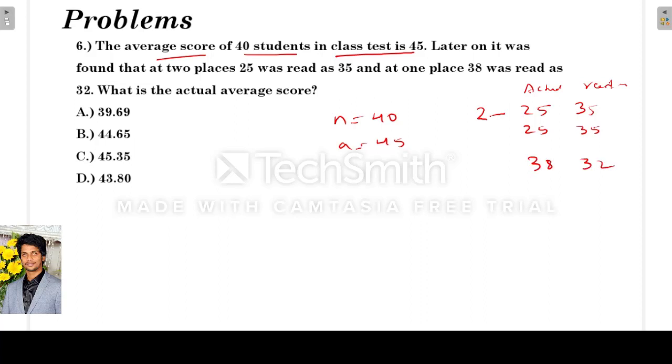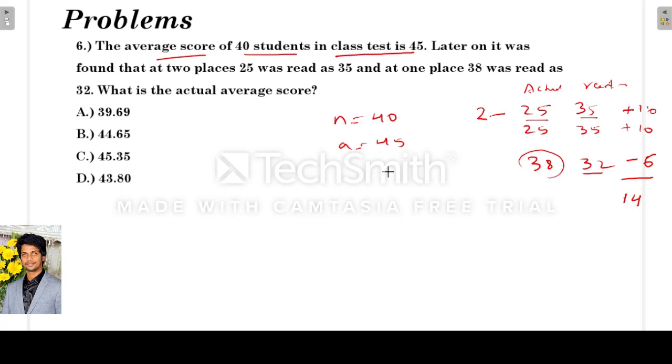So now if you see, actually it should be 25, but it is read as 35. So 10 extra is there. Here it is 10 extra, here it is 10 extra, and actually is 32 and it is read as 36. So 6 is in lacking here. So overall it is 14 is extra, is in excess. So now they are asking what is the actual average, right?